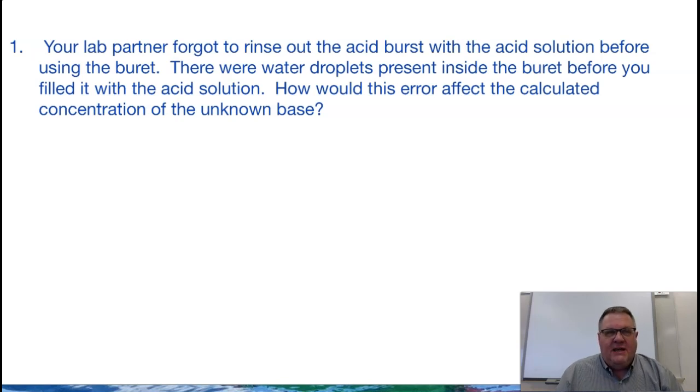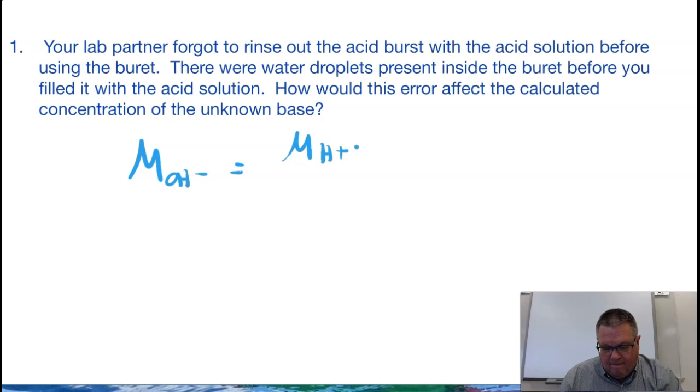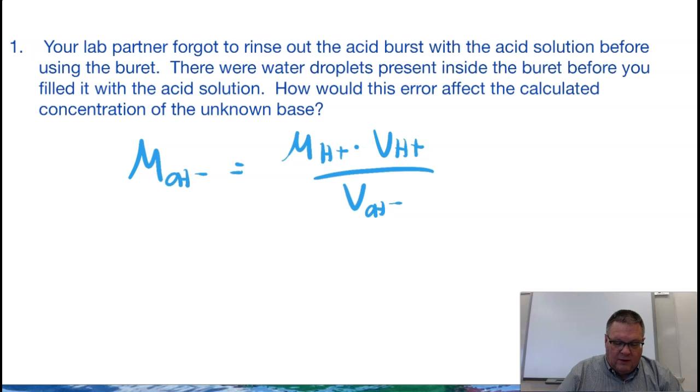Okay, so taking that MH plus VH plus is equal to MOH minus VOH minus, rearranging it to solve for MOH minus, what I get is... okay, so if one of these 3 measurements were changed, then your calculated MOH minus will be affected.